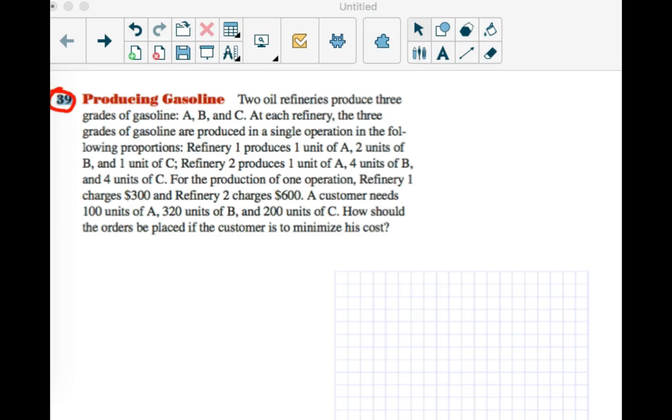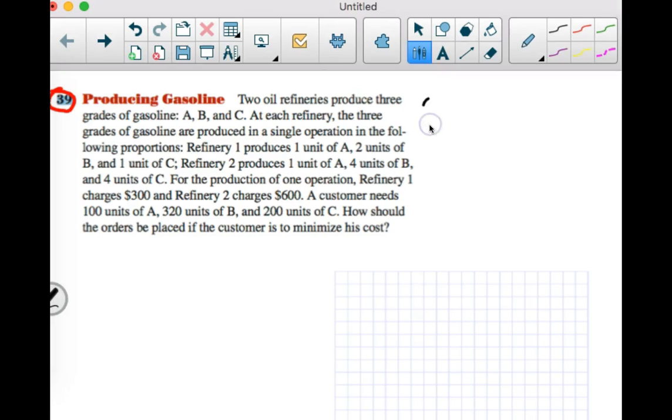A customer needs 100 units of A, 320 units of B, and 200 units of C. How should the orders be placed if the customer is to minimize his cost? So, like it says here, we have the 2 refineries, and that's basically going to be our X's and our Y's. So, we will call Refinery 1 X and Refinery 2 Y.